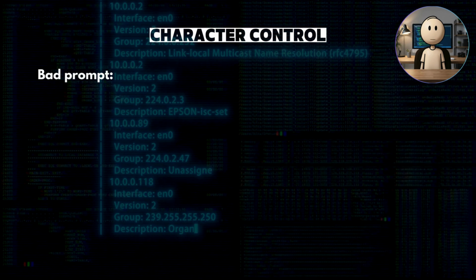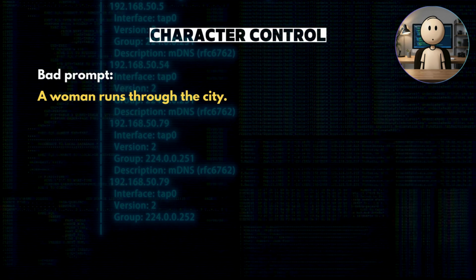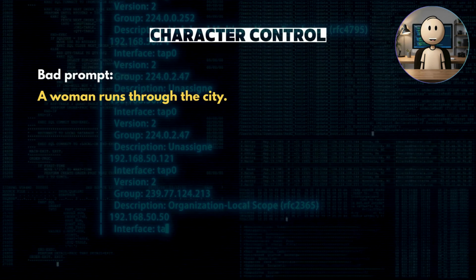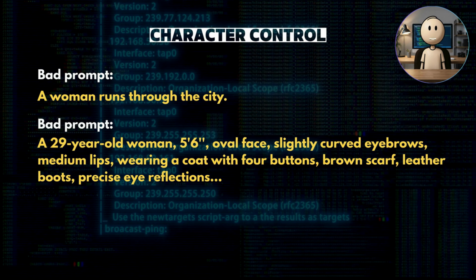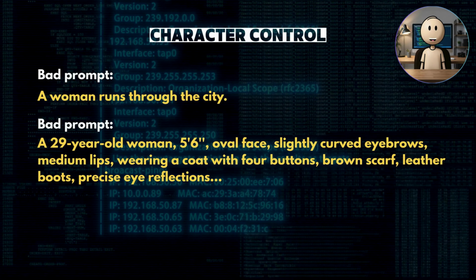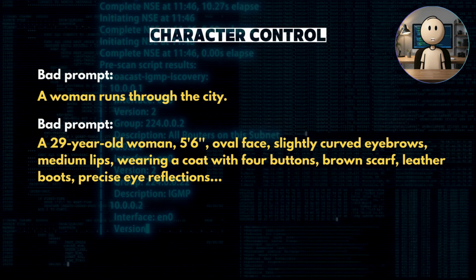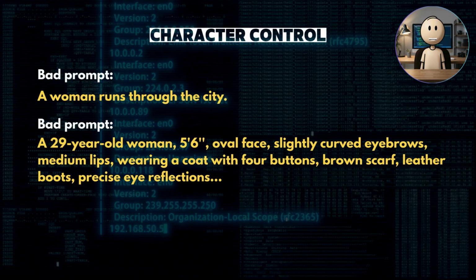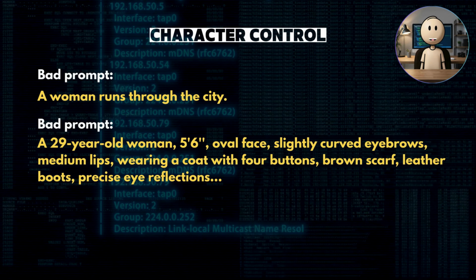Bad prompt. A woman runs through the city. Sora 2: Which woman? What age? What style? What emotion? It changes each shot to fill in the blanks. Also bad. A 29-year-old woman, 5 feet 6 inches, oval face, slightly curved eyebrows, medium lips, wearing a coat with 4 buttons, brown scarf, leather boots, precise eye reflections. This overwhelms Sora 2 and strips away its cinematic intelligence.